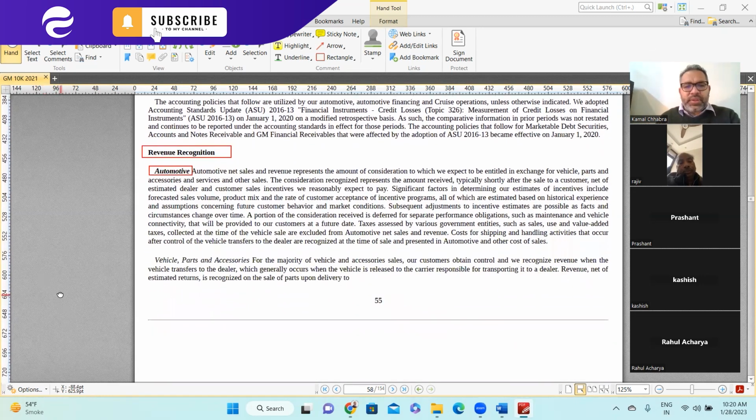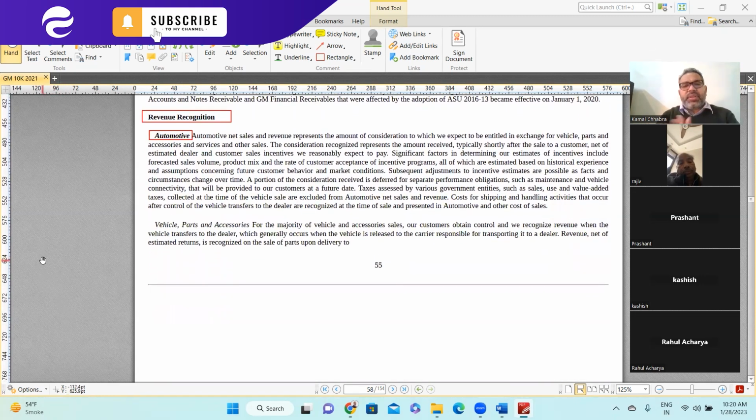In the accounting policies, take the revenue recognition policy. General Motors has two businesses. One is the automotive business, which manufactures and distributes cars. The second is General Motors Financial, where they provide financing services for the automobiles which they sell.